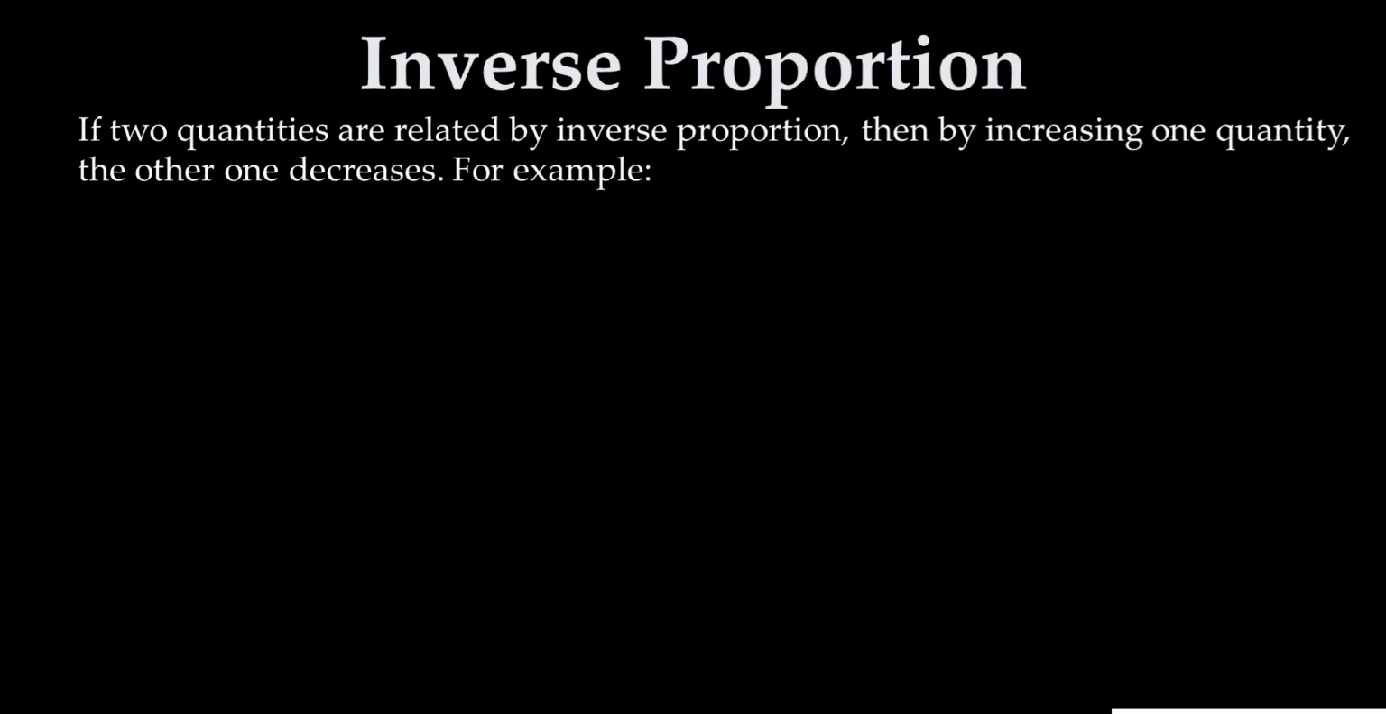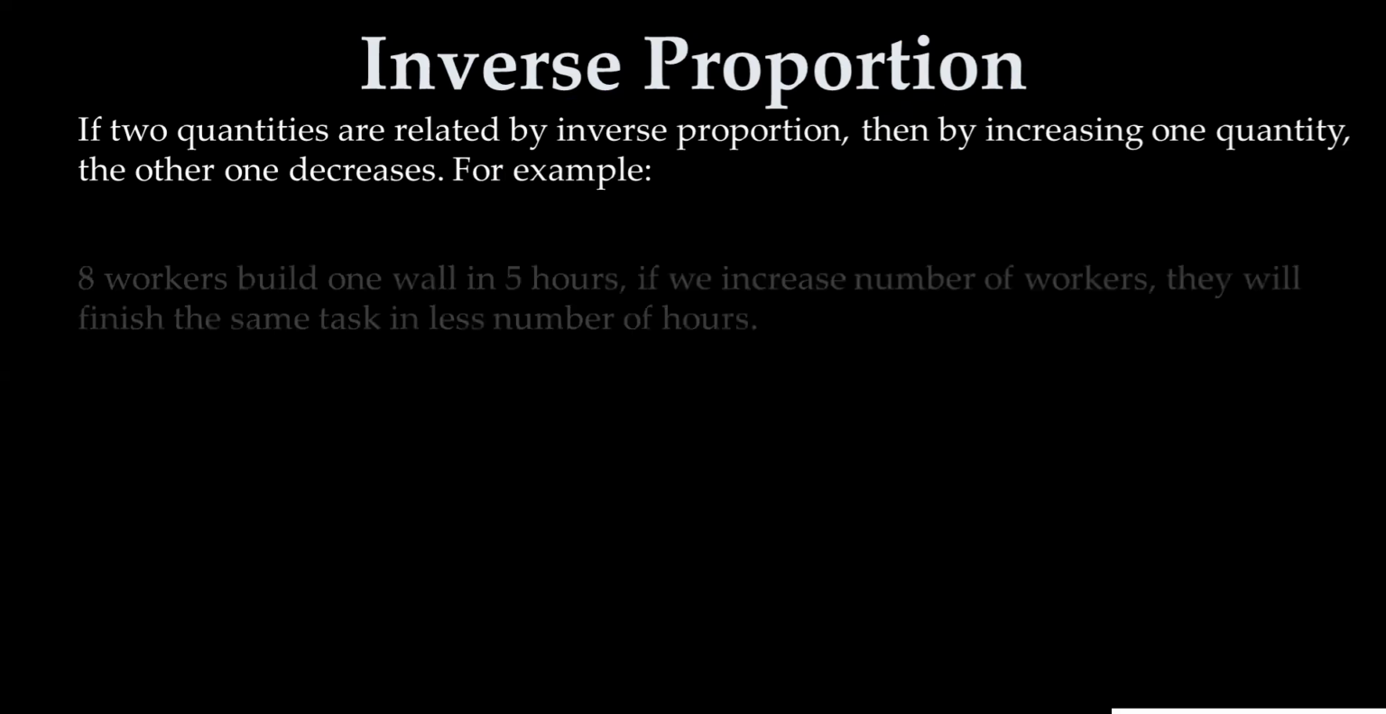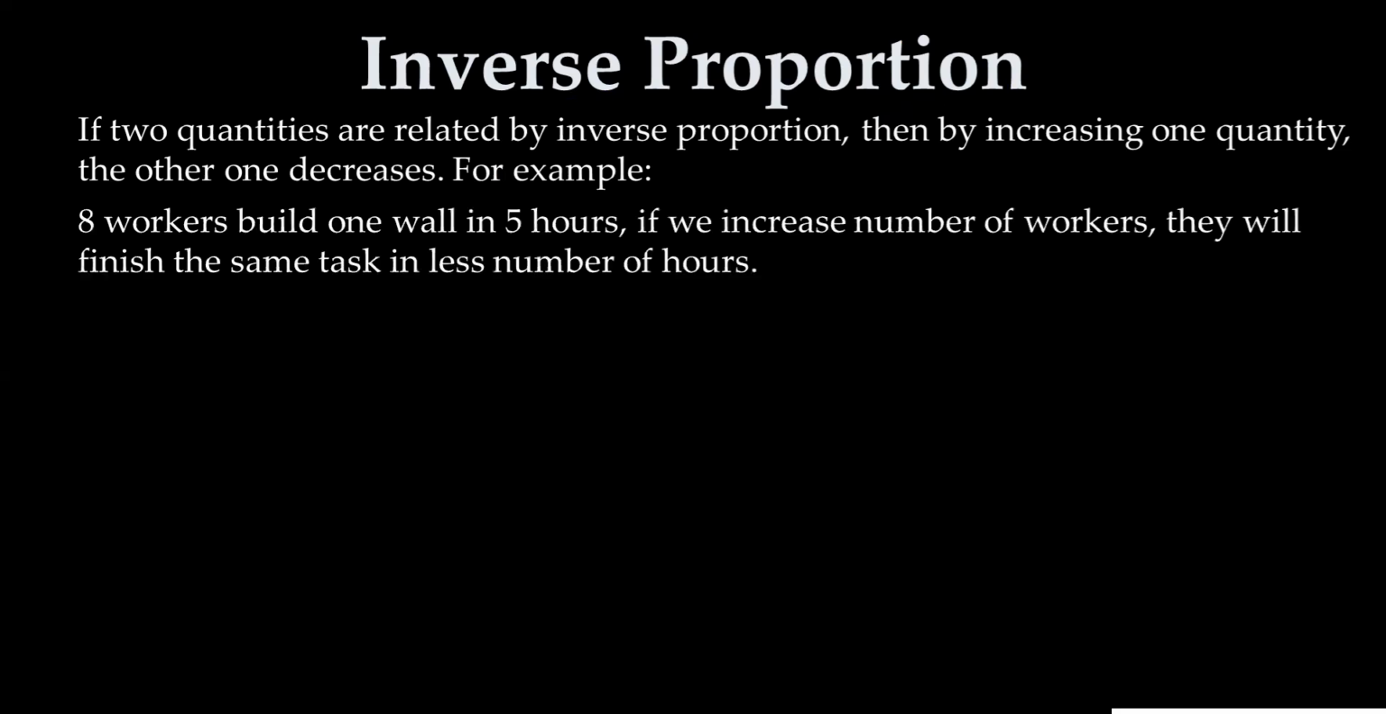Since we already know if two quantities are related by inverse proportion, then by increasing one quantity, the other one decreases. For example, 8 workers build one wall in 5 hours. If we increase the number of workers, they will finish the same task in fewer hours.